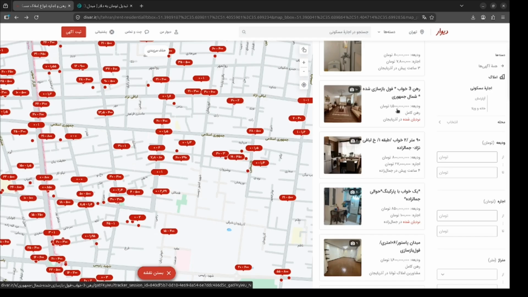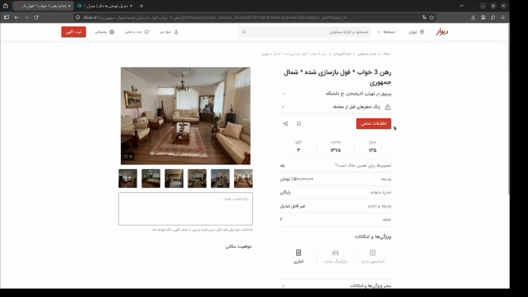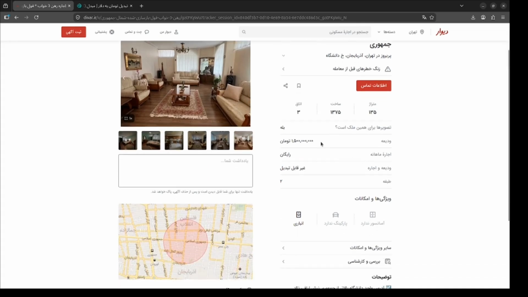Okay, not this one. Maybe this one. Oh, it's really an old house, maybe 30 years. Yes, a 30-year-old house. And the good news is that it has a lot of images that we can look at. And it has 3 bedrooms and 135 meters.